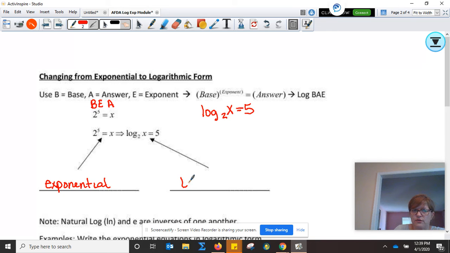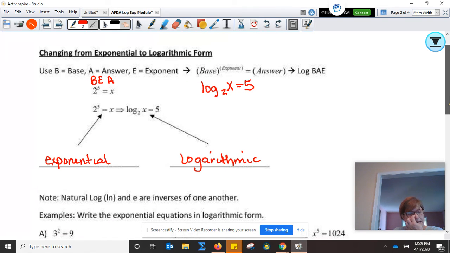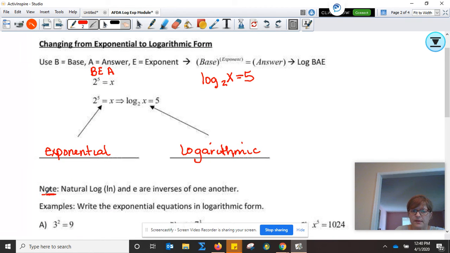And this is your logarithmic form. All right, so let's look at some examples. Now, one note you need to be aware of is that natural log, ln, and e, just little e, are inverses of one another. They are inverses.